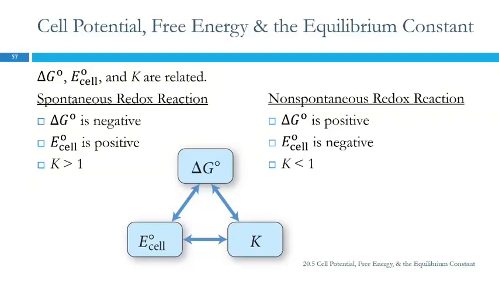Okay, so we've been talking about cell potentials, we've talked about free energy, we've talked about equilibrium constants. These three quantities are all related to each other. For a spontaneous reaction, delta G is negative, the cell potential is positive, and the equilibrium constant would be greater than 1. In a non-spontaneous reaction, the opposite is true. Delta G is positive, cell potential is negative, and K is less than 1. So we have these three quantities, and they are related to each other. We're going to look at how they are related.